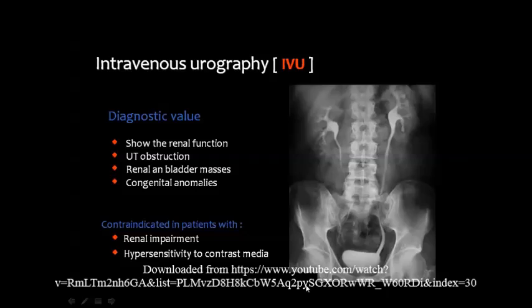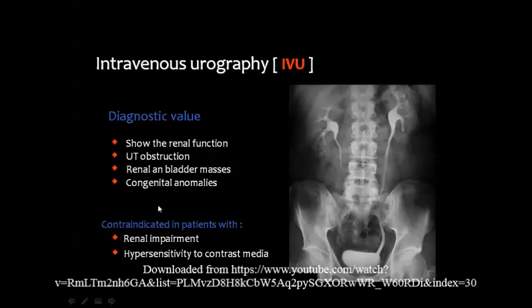If we inject the contrast material and this material will be excreted by the kidney, then we can see the pelvicalyceal system, we can see the ureter, and we can see the urinary bladder. This IVU is very valuable in assessment of the renal function, detection of urinary tract obstruction and the level, also assessment of renal and urinary bladder masses, and finally the detection of congenital anomalies.